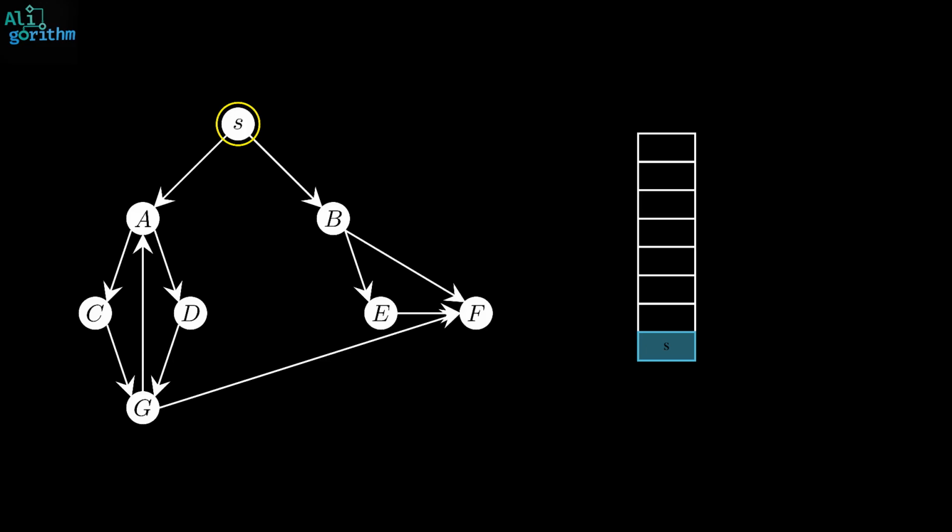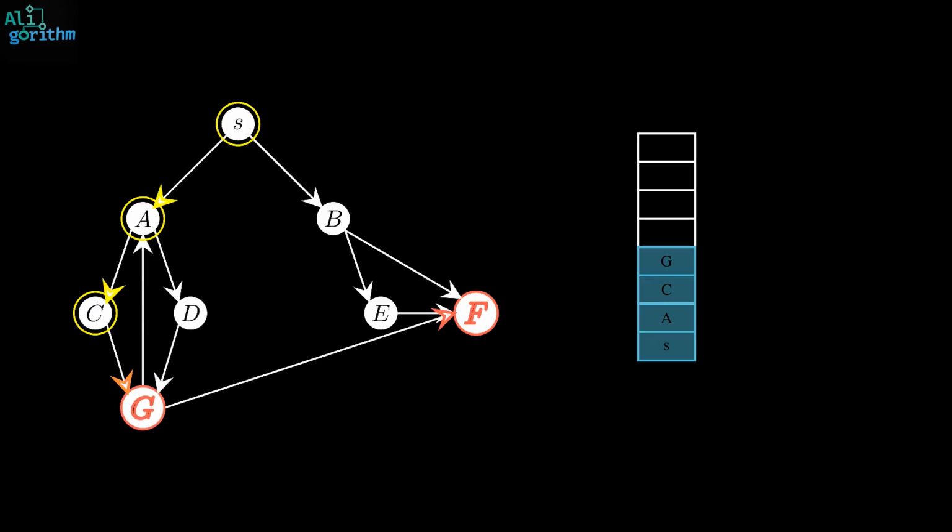Once this element is popped, the algorithm picks one of its unvisited neighbors, say A, and pushes it onto the stack. The algorithm continues by popping the top vertex from the stack, visiting it, and pushing one of its unvisited neighbors onto the stack. If a vertex has no unvisited neighbor, the algorithm backtracks until it finds a vertex with an unvisited neighbor by popping element from the stack. This process is repeated until the stack is empty.